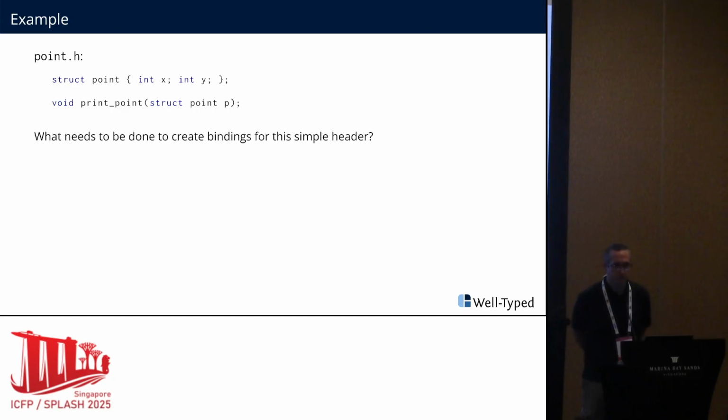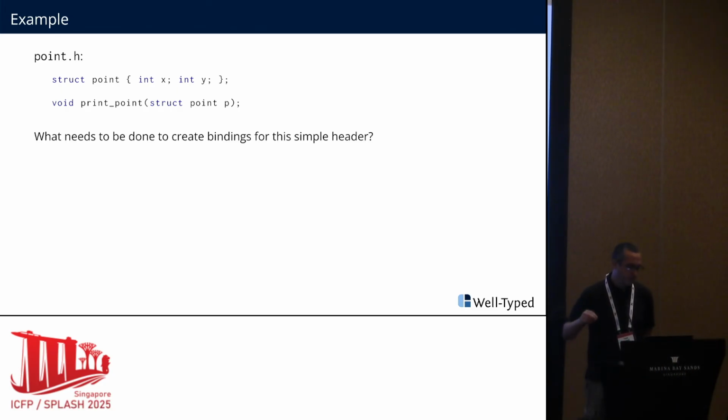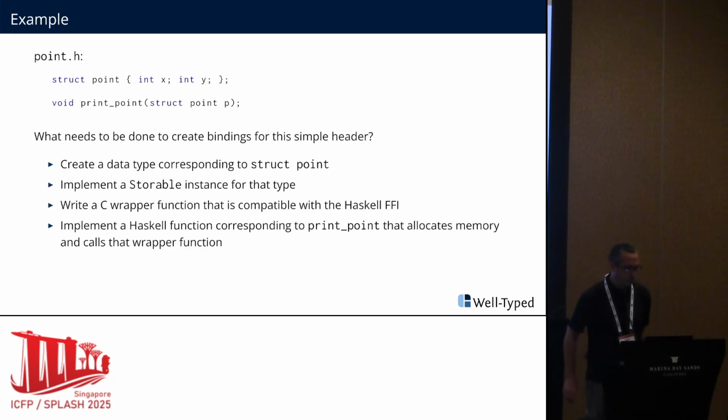I have one motivating example here that's quite simple. This is a point.h header file that defines just a data type, struct point, and a function, print point, that perhaps prints the point to the screen. So these are just two very small declarations in C. What do you have to do to create Haskell bindings for this?